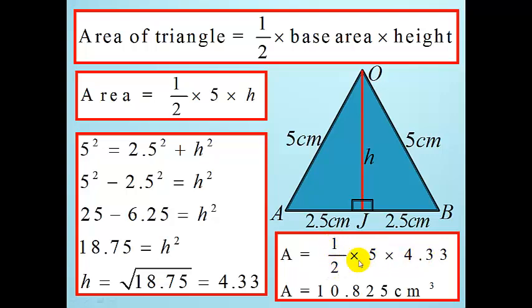So we have half times the base, the distance from A to B, that is 5, times the height. From our calculation, we have the height to be 4.33. So half times 5 times 4.33 is equal to 10.825 centimeters cube. So the area of the triangular face equals 10.825 centimeters cube.